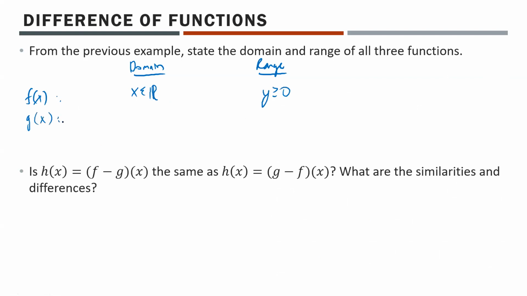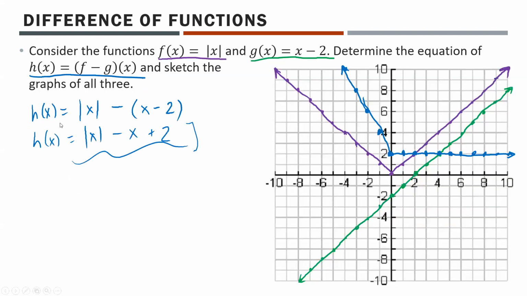G of x, on the other hand, that's going to be our green one, I think it was. Yeah. G of x is going to have an unrestricted domain and range.